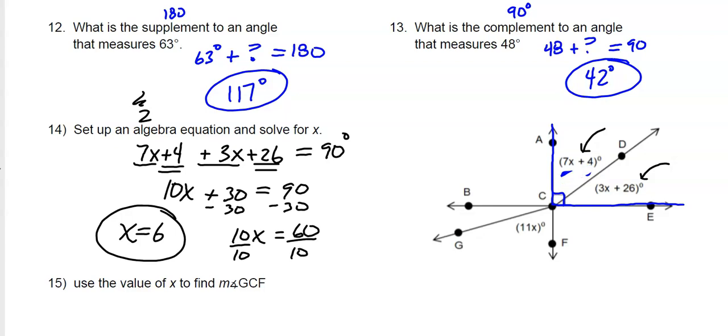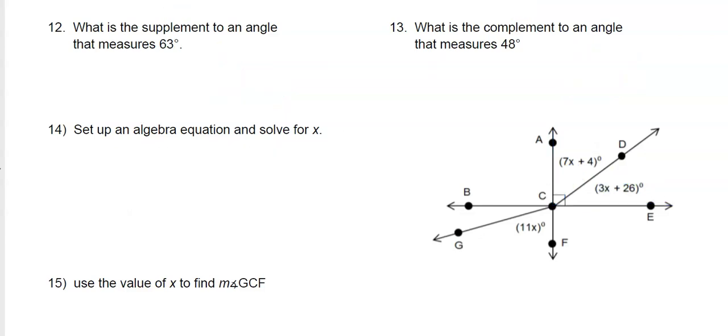Something's not going right here. Let me just see if I made a mistake somewhere. 7 times 6 is 42. Oh, 42 plus 4, if I could add right, that's 46. And then 3 times 6 is 18. That's 44. Yep, they add up to 90, so I know that this looks good. All right, moving right on down.